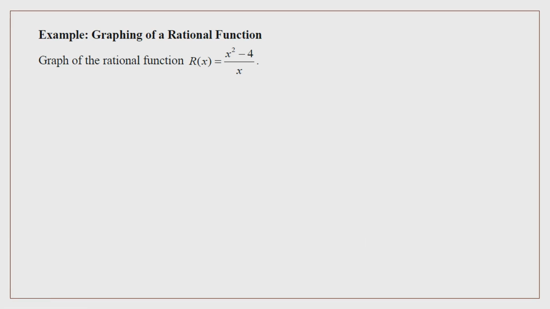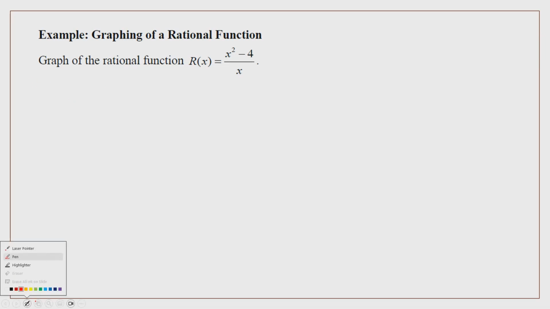All right, let's do another example. Graph the rational function r of x equals x squared minus 4 divided by x. Okay, so we're going to follow those same 7 steps in graphing this rational function. All right, so step number 1 is to factor the numerator and denominator of r.